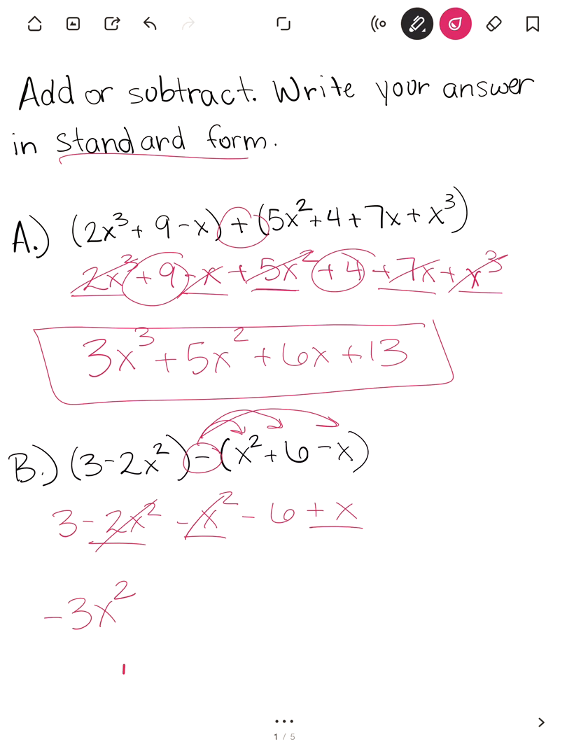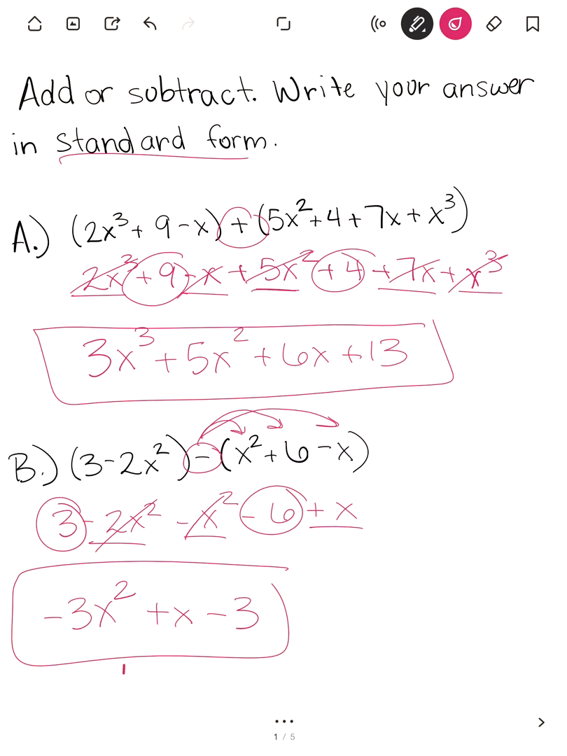Then I have x, so plus x. And then I take my constants and I add them. So 3 minus 6, or 3 plus a negative 6, it's the same thing. I get a negative 3. Notice I have 3 terms, so it's a trinomial. My highest degree is 2, which means it's a quadratic. That's from the last video, so all of that still applies.